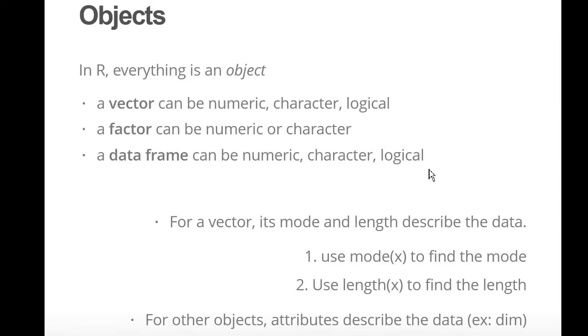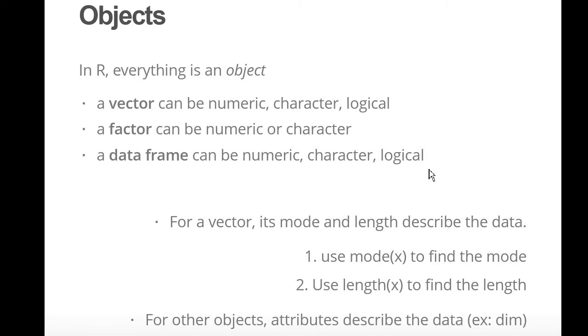Objects. Everything in R and RStudio is an object, and some of these are vectors, some of these are factors, and we'll be working mostly with data frames. A vector can be numeric, character, or logical. It could be a bunch of numbers, it could be text, or it could be true or false values. Factor, same, can be numeric or character. A data frame can be all those three things.